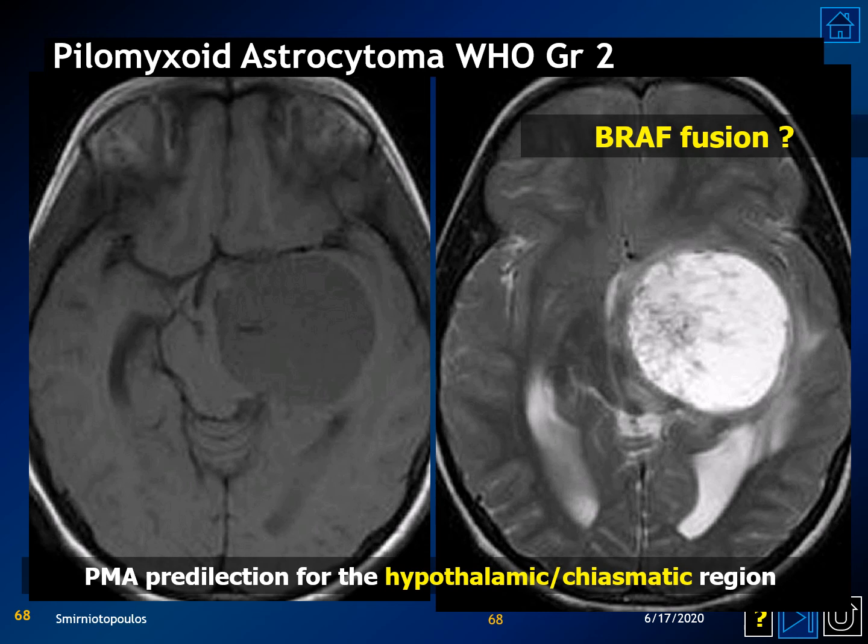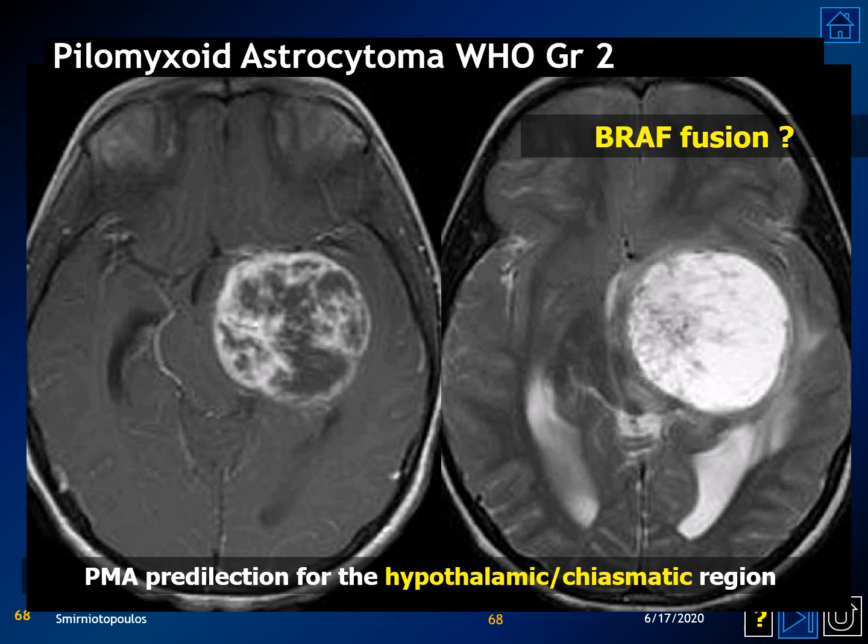Oftentimes they have a very heterogeneous appearance, and they have multiple small areas of fluid instead of having a large loculated fluid collection. The appearance is a little bit more ominous, and the behavior of the Pilomyxoid astrocytoma is also much worse than the prognosis that we see in pilocytic astrocytomas.